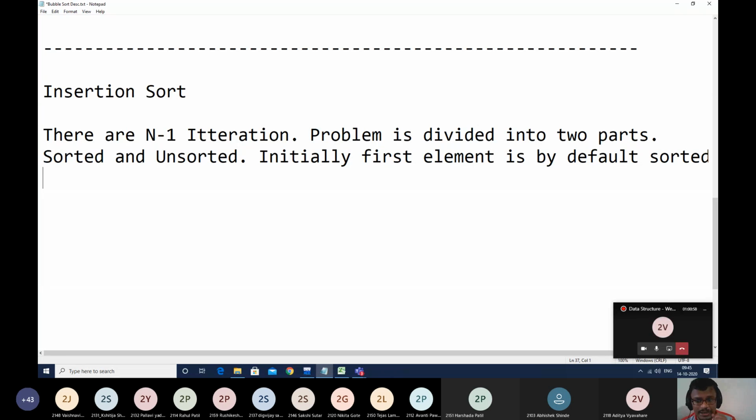Are you able to see the notepad? Yes, sir. And you're also able to see video on the short one, if I'm not wrong.